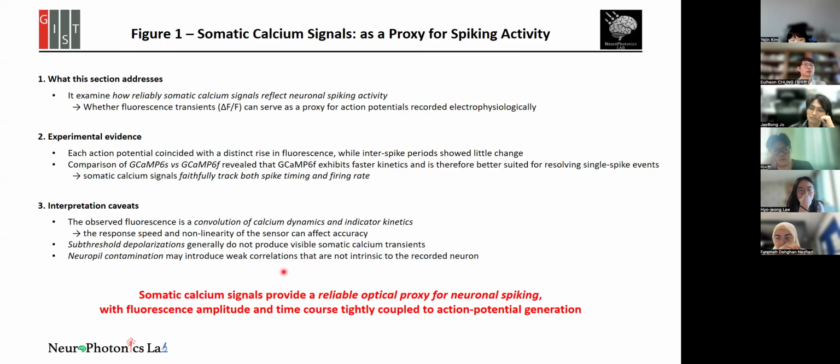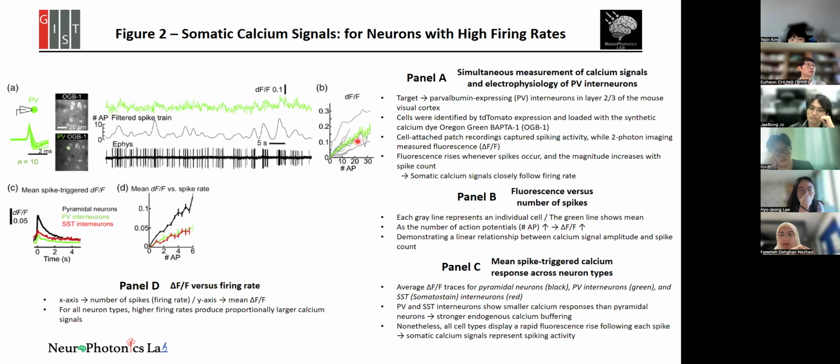I'll move on for now. Figure 2 shows the experiment designed to verify whether somatic calcium signals can reliably reflect spiking activity even in neurons with high firing rates.